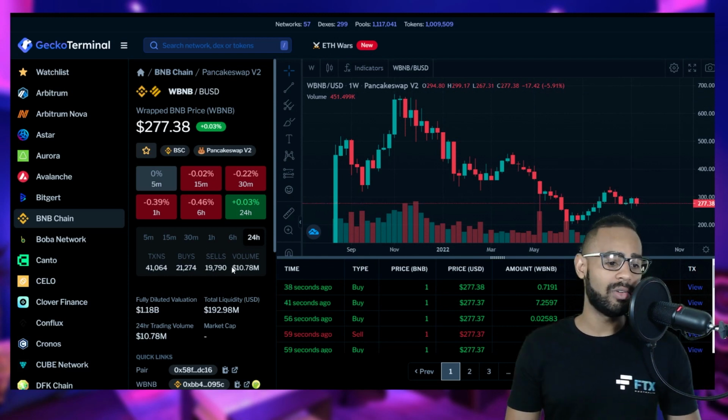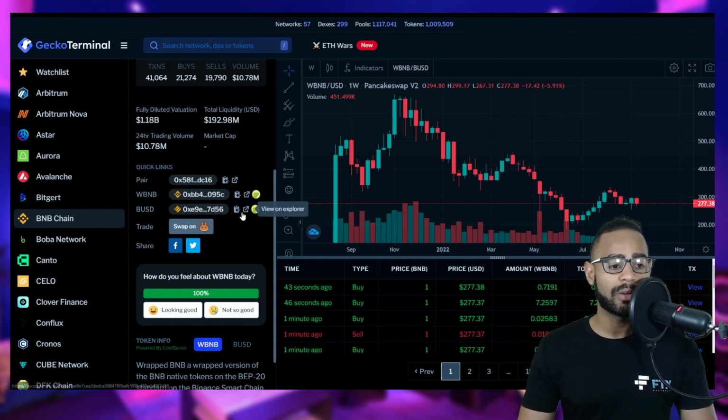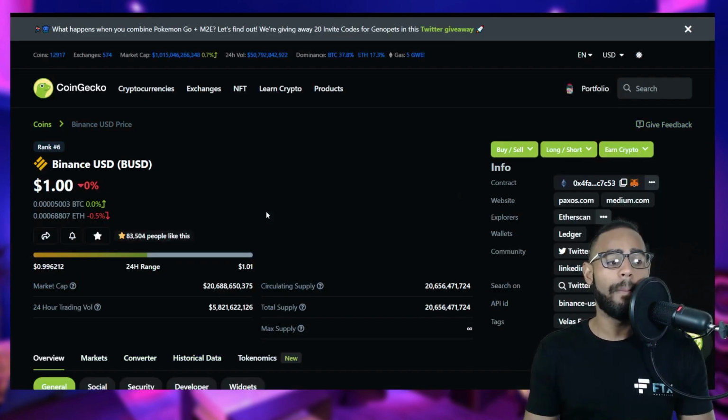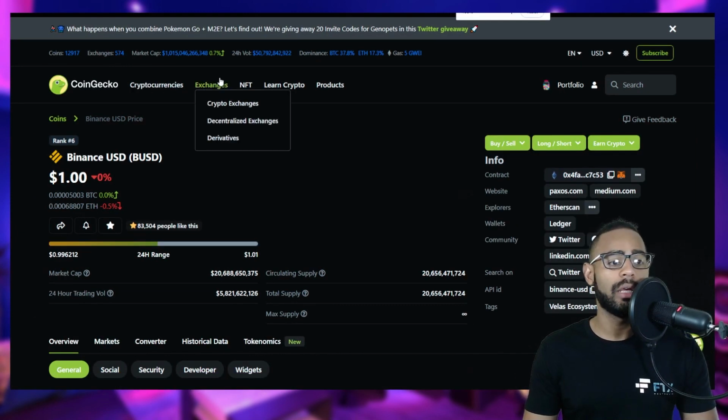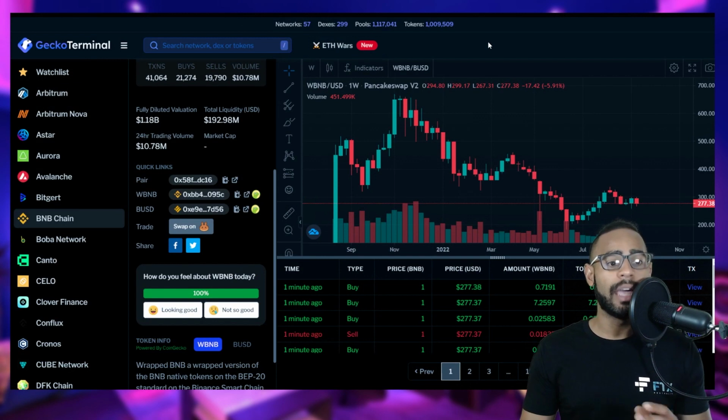That's not as good. You can go ahead and copy the actual wrapped BNB token address, the BUSD token address, copy that onto your clipboard and go and click on it in CoinGecko, and it takes you to that token's webpage on CoinGecko, which is pretty amazing. Let's go ahead and look at the Ethereum Wars section in the CoinGecko terminal.